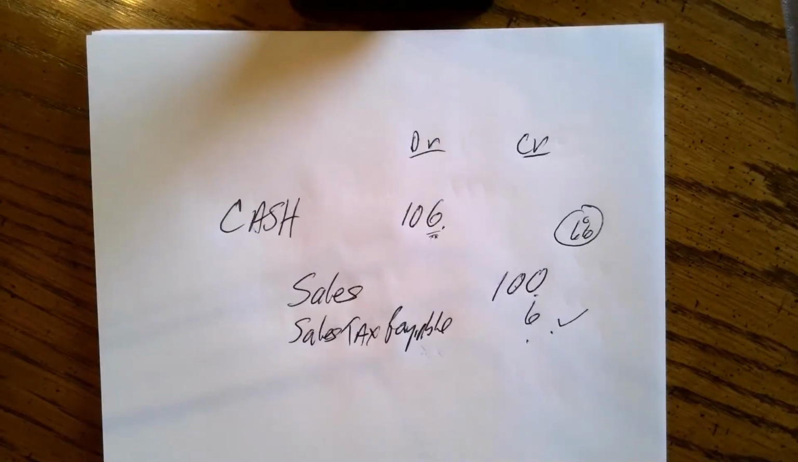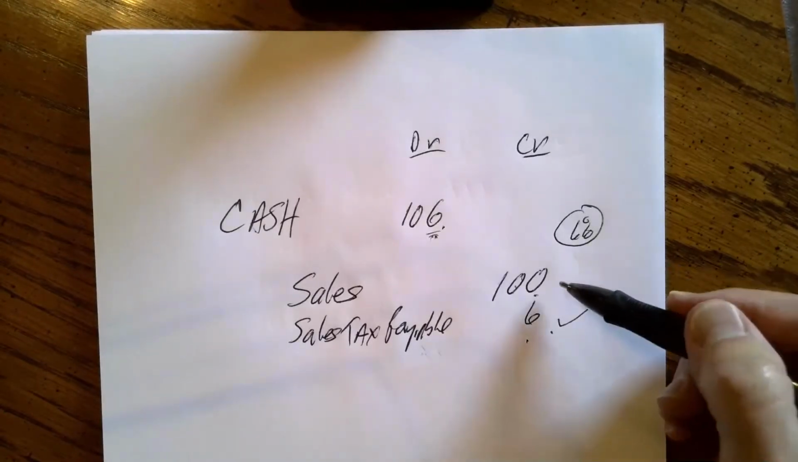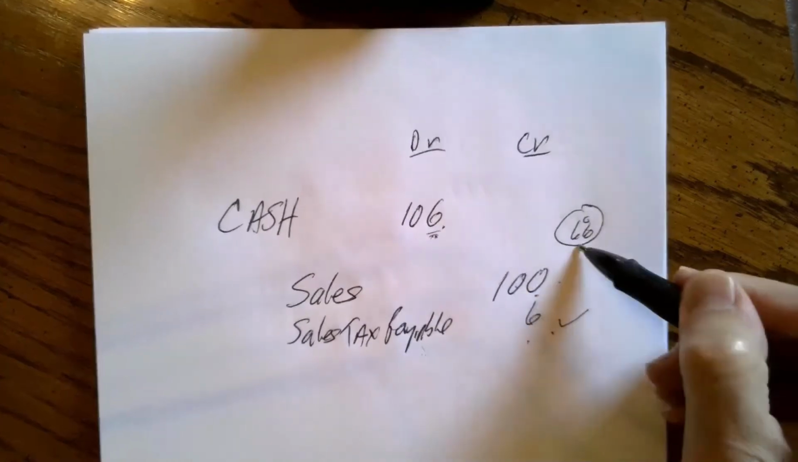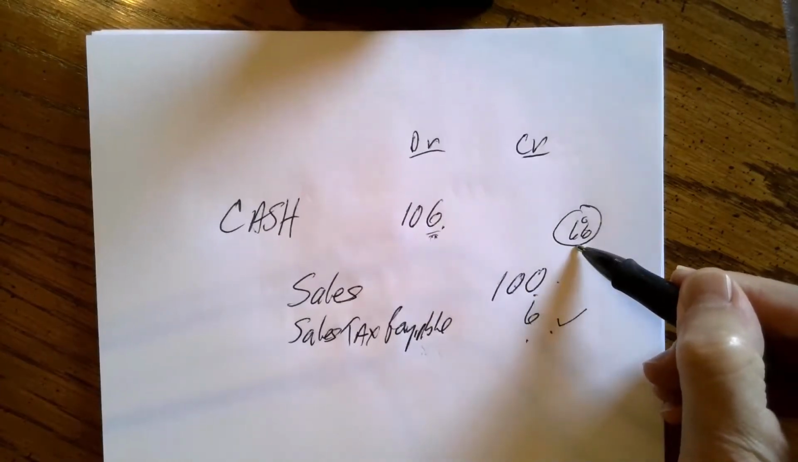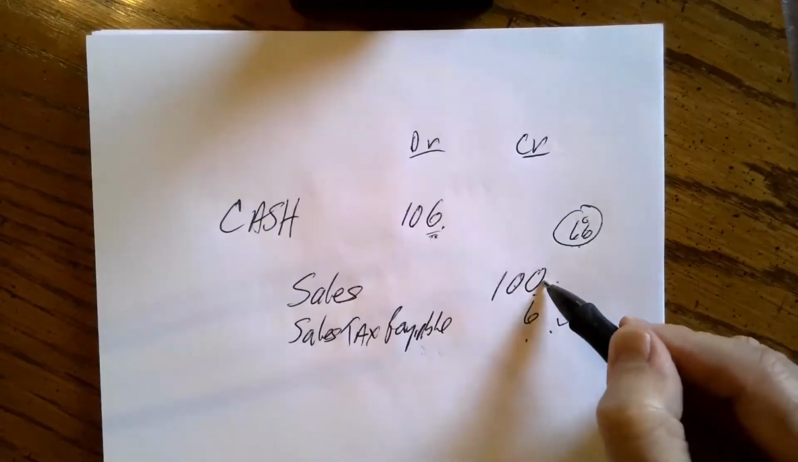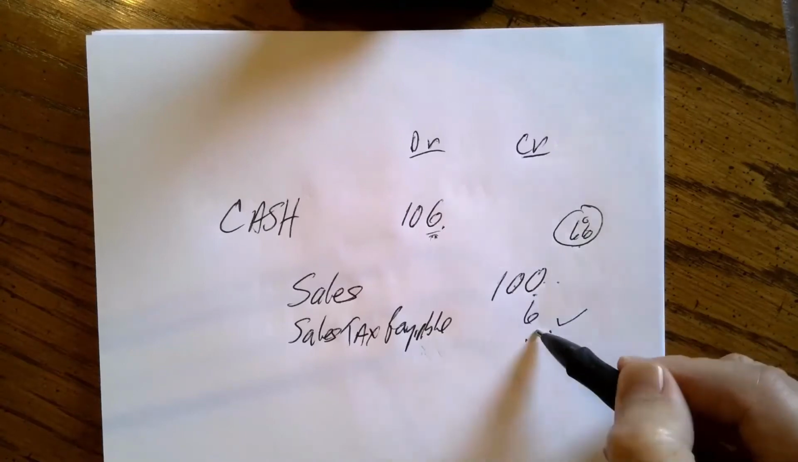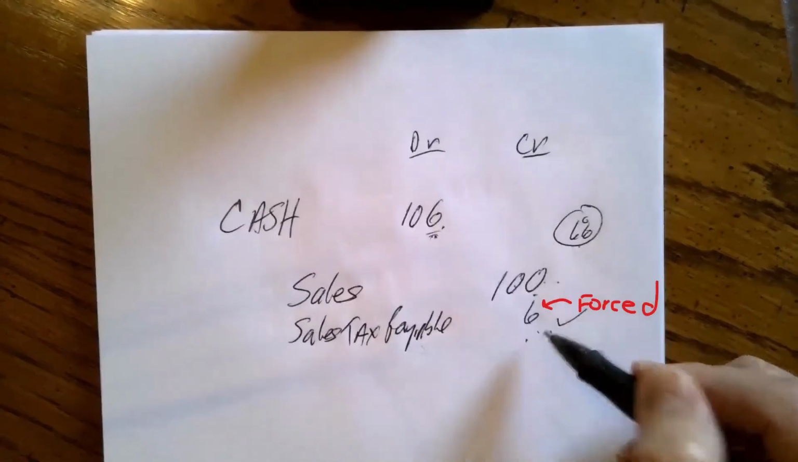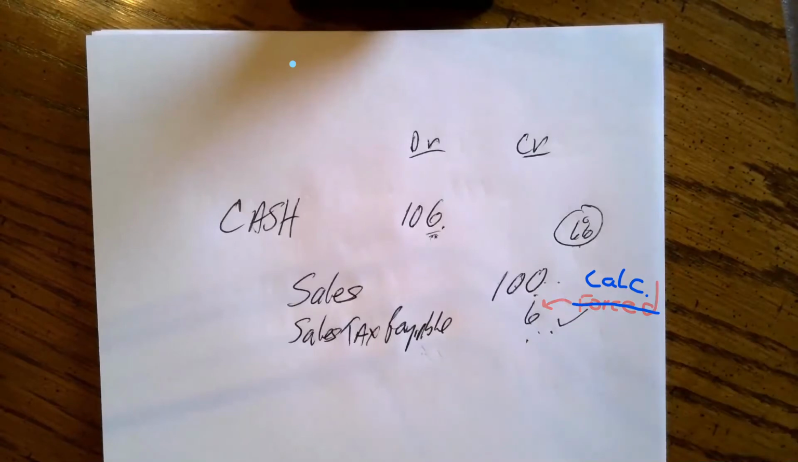You'll see problems in your text that indicate what the sale amount was and the applicable sales tax to that transaction, and you have to record the total entry. 6% times the amount of sales gives the sales tax payable. There's another way that this can be presented in the chapter.